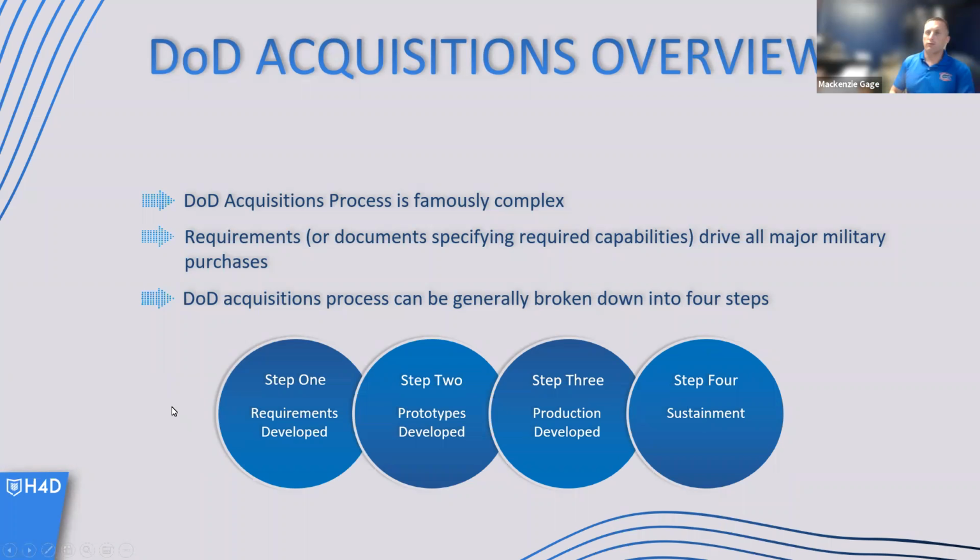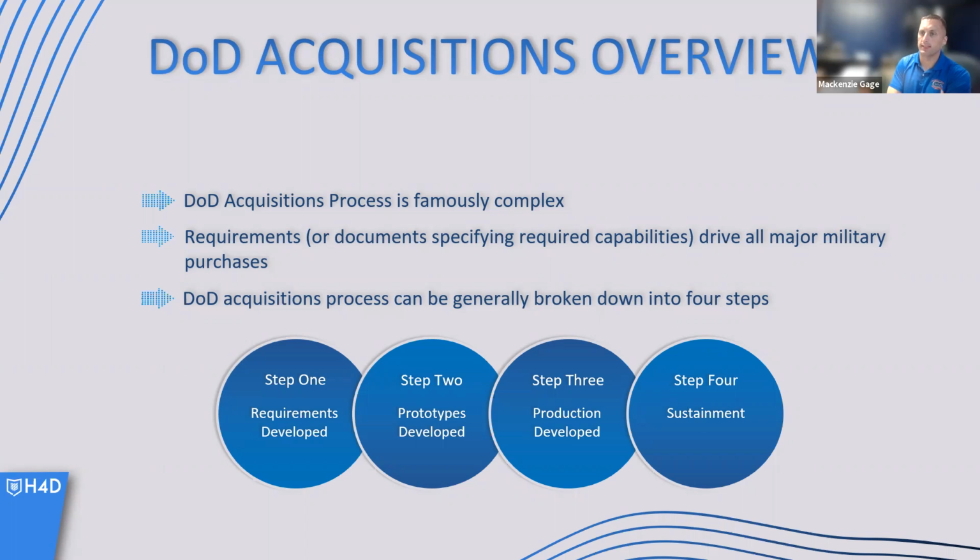So DoD acquisitions overview, it's famously complex. We alluded to in the last video how it causes quite a few of the barriers that we'll see in the DoD. The requirements process drives all of our purchases, which is a process that feeds into the DoD acquisitions process. If you have a moment, look up DoD acquisitions process map. Hacking for Defense has done a phenomenal job of distilling this into these 4 steps here, but so you understand the complexity, I want you to take one look at an eyesore of a process map.